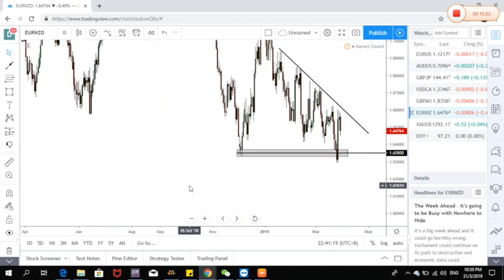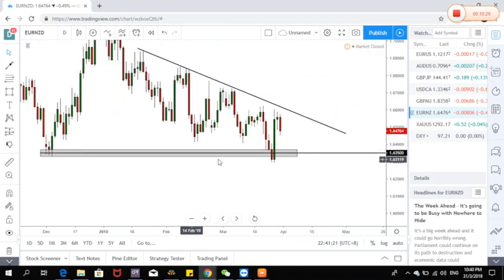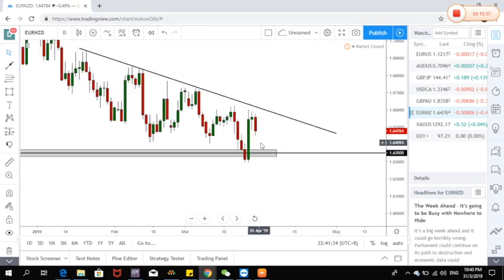Okay, as we can see here on this daily time frame, 1.63500 is a psychology level for support for Euro NZD. However, on the Tuesday market, price managed to close below.